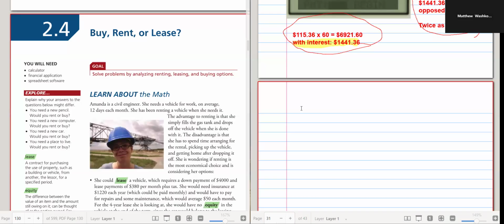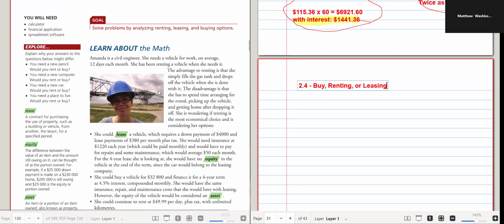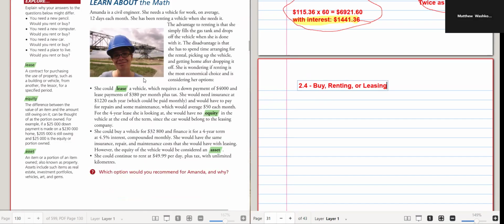All right, folks, welcome. So last section here of Unit 2. So we're on Unit 2.4, which is buying, renting, or leasing. This is going to have pretty big overlap if you've done any of the Financial Literacy 30 classes, or if you're new to the program, you have to do. There's a couple of definitions here that we kind of need.